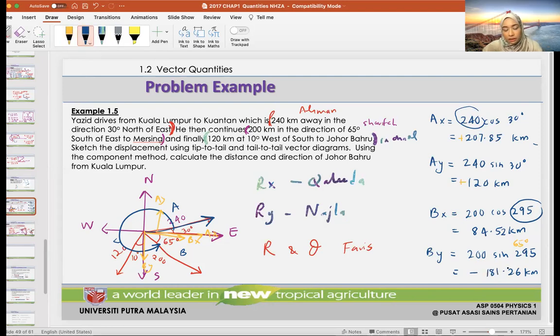So Sharifah did a good job of using 295 directly. You can use 65, but you must know BY is going downwards. Both are fine, but you have to know. It's just that 295 is easier. Any questions about using 65 versus 295? Did everyone understand that? Yes. Alright, so moving on to the next one.